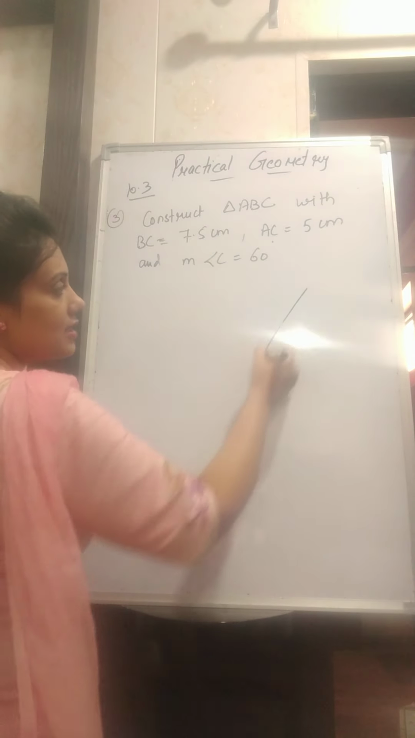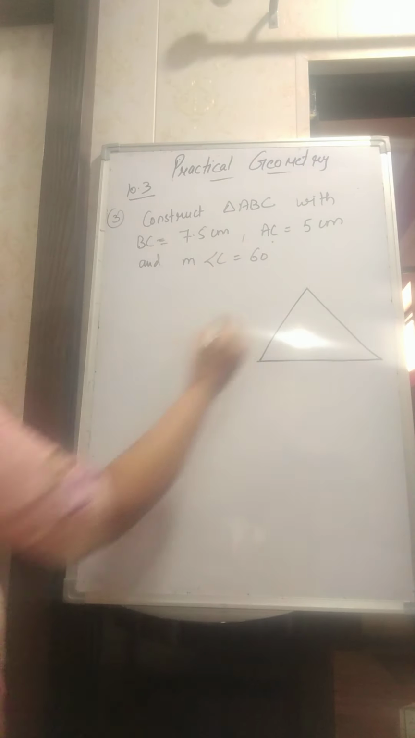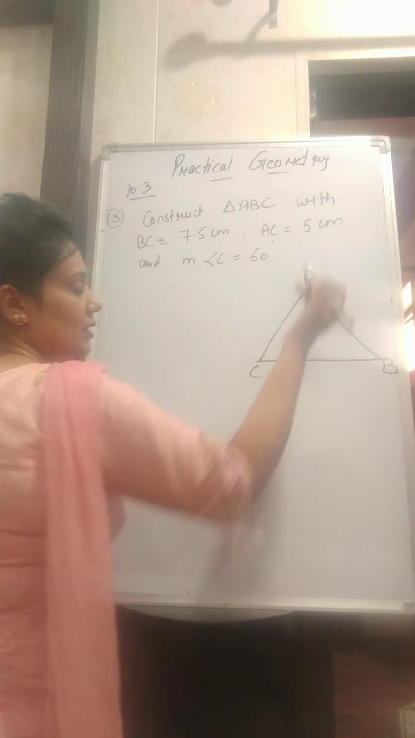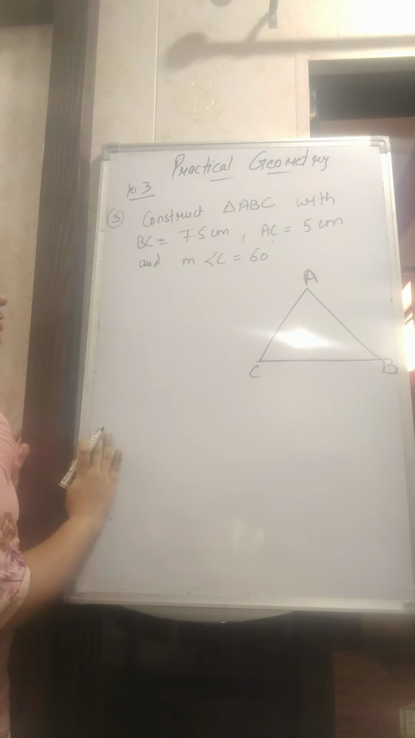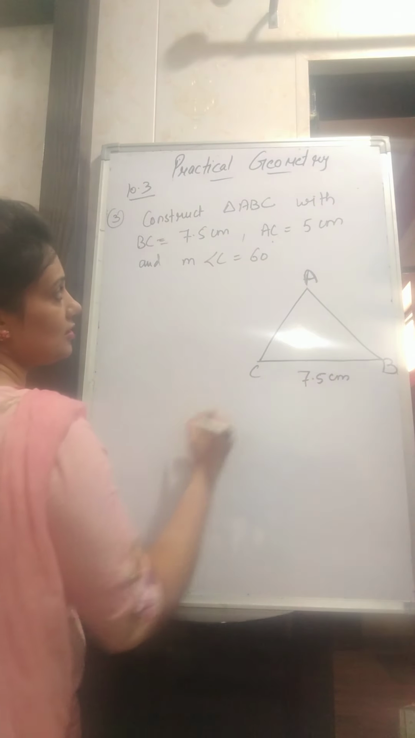Now the third question: construct triangle ABC with BC 7.5 centimeter, AC 5 centimeter, and the measure of angle C is 60 degree. For this, first of all, we will make a rough figure, right? A, B, C. You can take in any order. Now, what is given? BC is 7.5 centimeter.